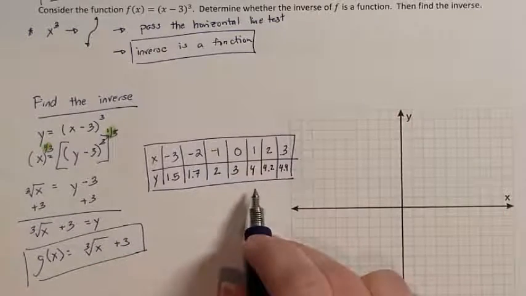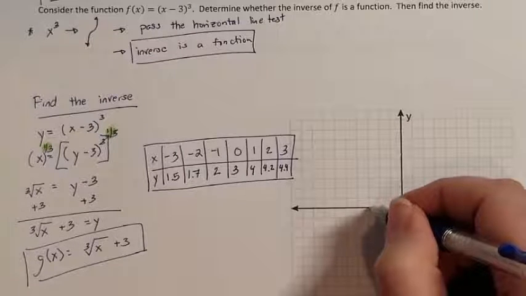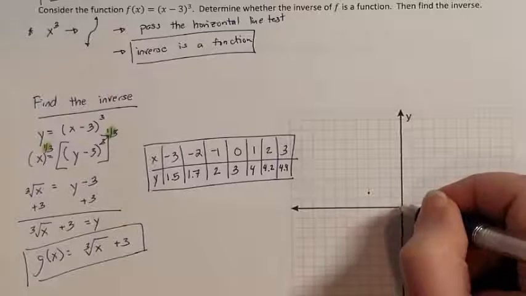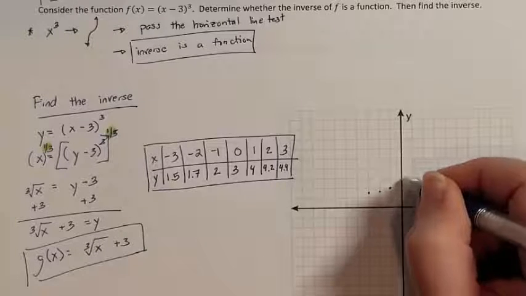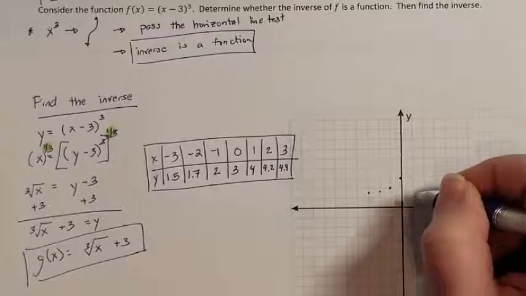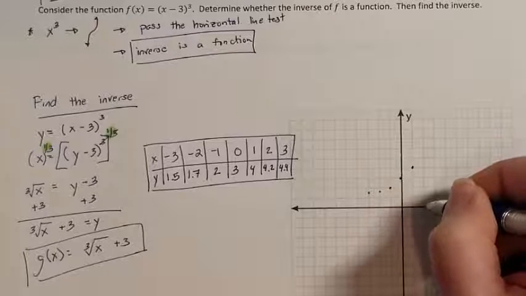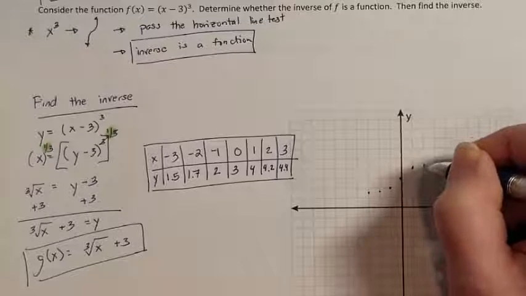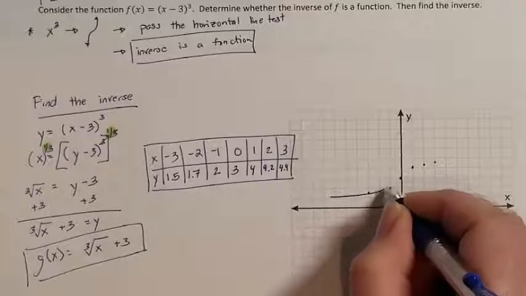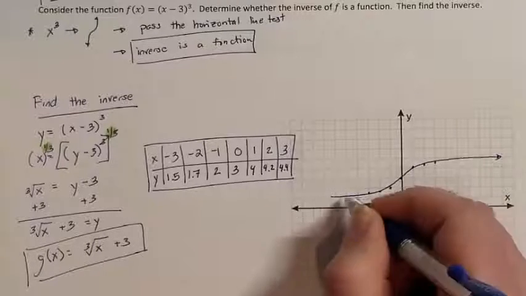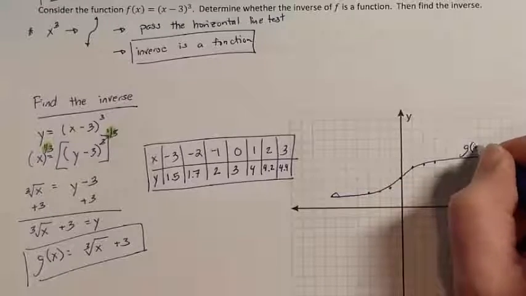So this is our general graph. So let's go ahead and graph it. Negative 3, 1.5; negative 2, 1.7; negative 1, 2; 0, 3; 1, 4; 2, 4.2; 3, 4.4. I see my graph does this general shape. And this is my g of x function.